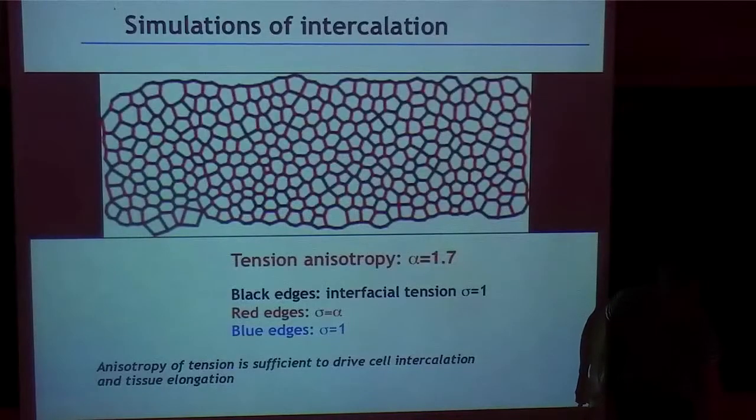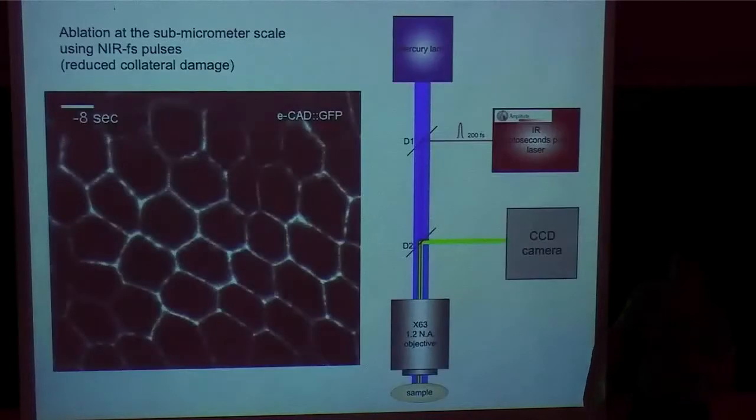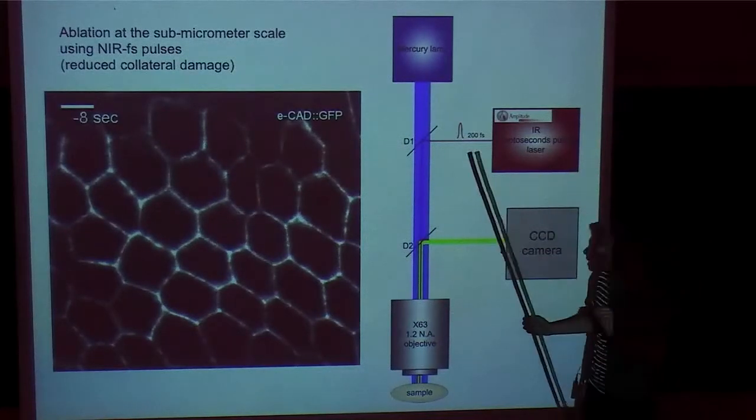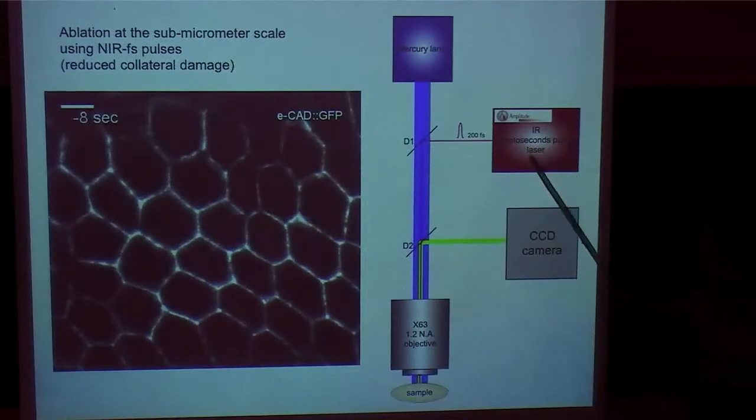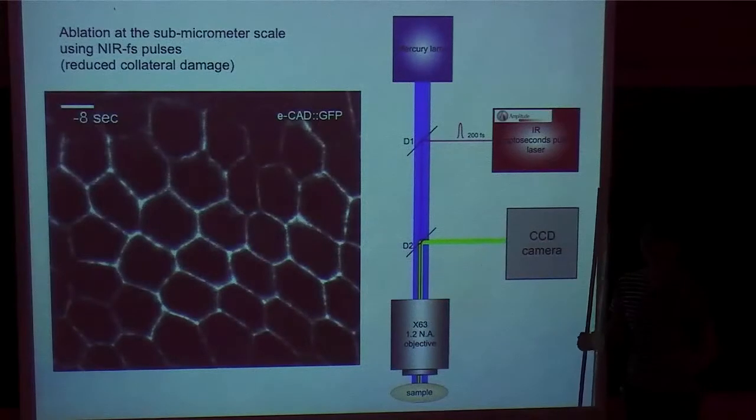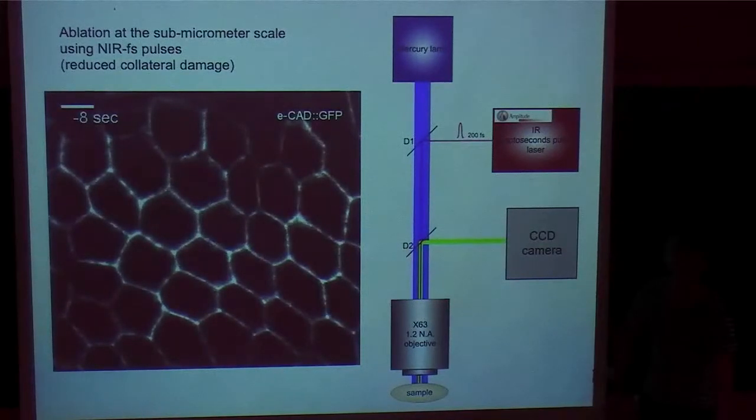Okay, so this is a model, but for any model, you need to test it, and now I will discuss a bit the methods we developed to measure this tension, which have been used as well by different groups with different systems. Here I would like to point out that we used near-infrared femtosecond pulses to break actin networks, and the rationale is to produce a local plasma which breaks actin and produces very little collateral damage, in an actin structure which is dense close to the membrane.